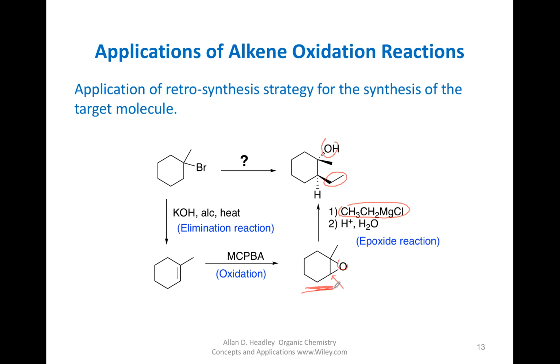How do we make an epoxide? We make an epoxide from MCPBA with an alkene. So once you have this alkene, you can carry out this reaction here using an oxidation reaction.